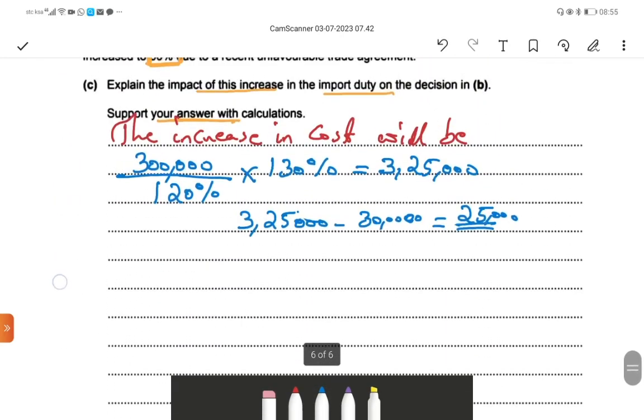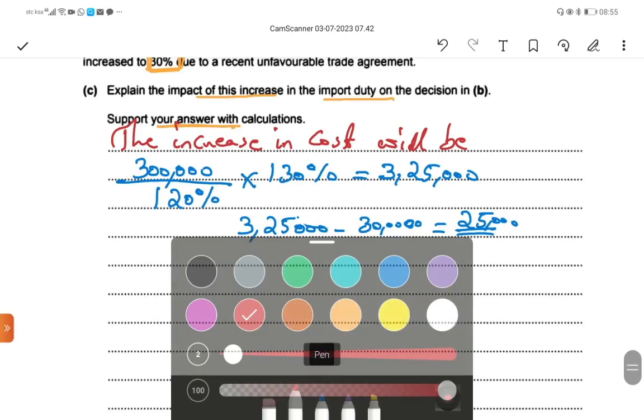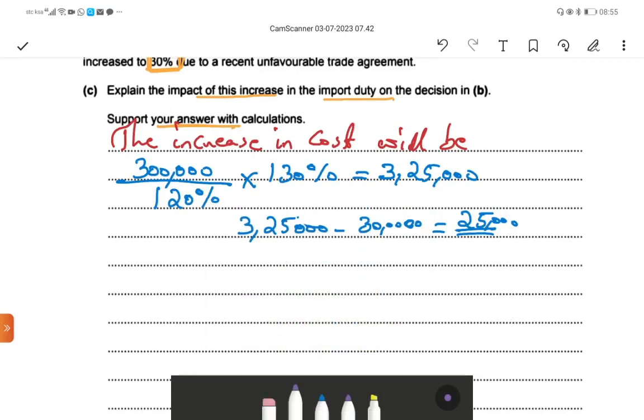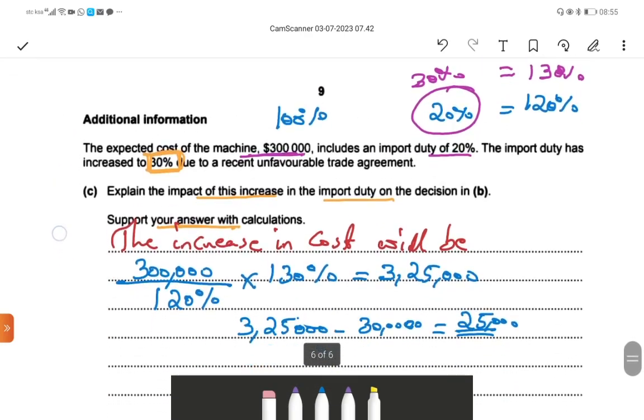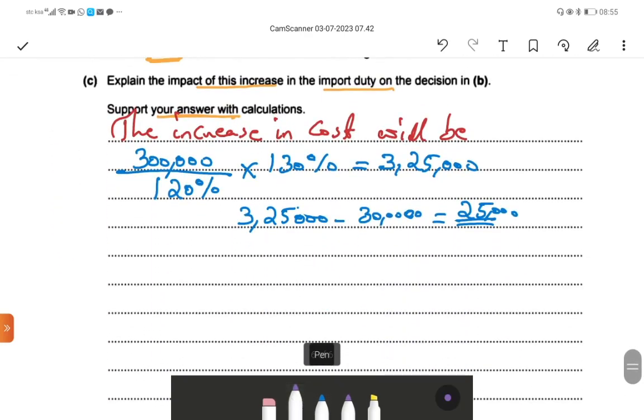Now, next, payback period. Now the cost will be increased. So payback period, accounting rate of return, net present value, each one, because they are asking us to show the calculation, so each one, how it is affected. Cost part we are done. Next we have payback period.